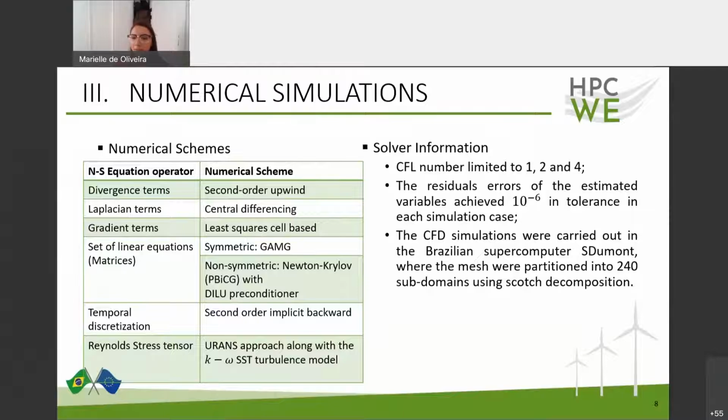All of our CFD simulations were carried out in the Brazilian supercomputer Santos Dumont, where the mesh was partitioned into 240 subdomains using a Scotch decomposition. So now I give the word to my colleague Rodolfo to proceed with the presentation.